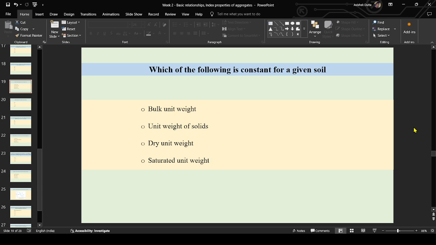I repeat, which of the following is constant for a given soil? Bulk unit weight, unit weight of solids, dry unit weight, or saturated unit weight.